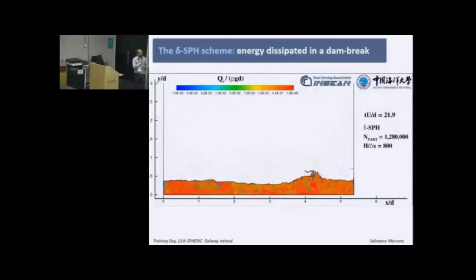And you can see that as the simulation evolves and goes on, the energy is dissipated due to our dissipative terms, diffusion terms, and the flow gets to its rest position at the end of the simulation.